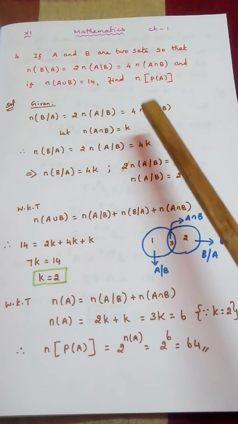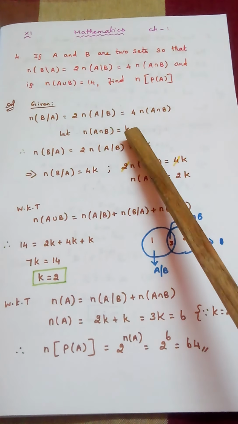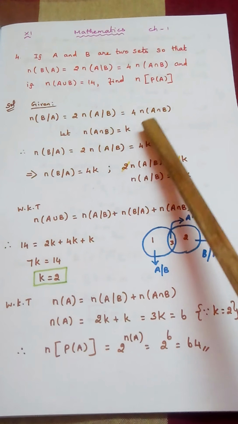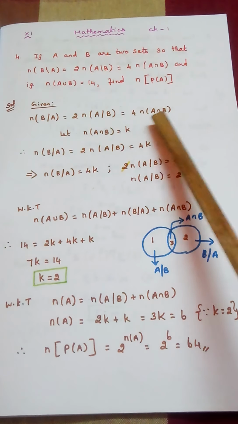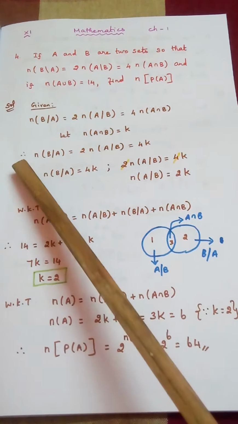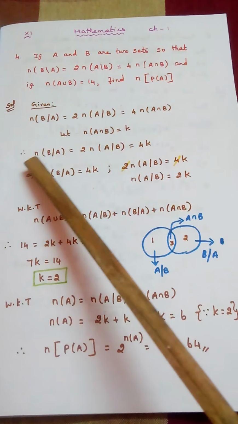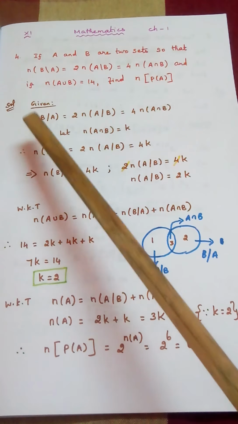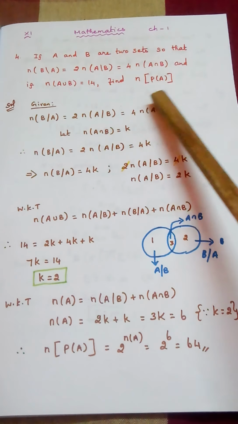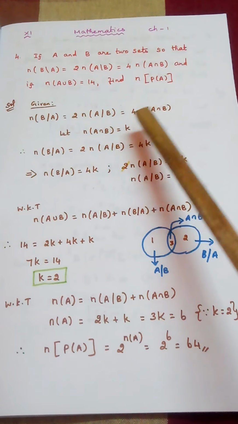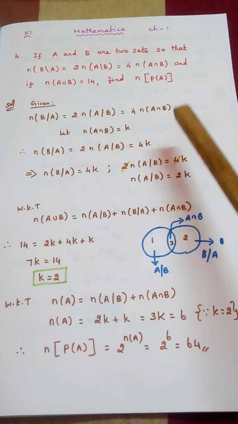How does this come? Because n(A ∩ B) I have taken as K, so you just substitute K here, and it becomes 4K. This line comes from this. I think you will understand this. In place of n(A ∩ B), I have substituted K here.